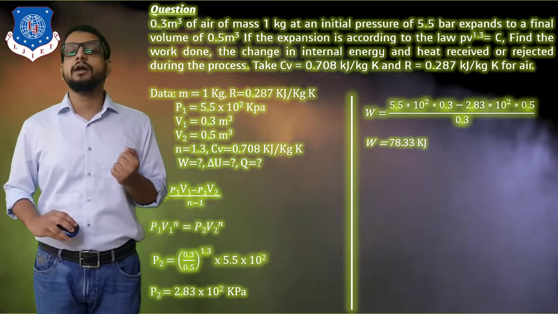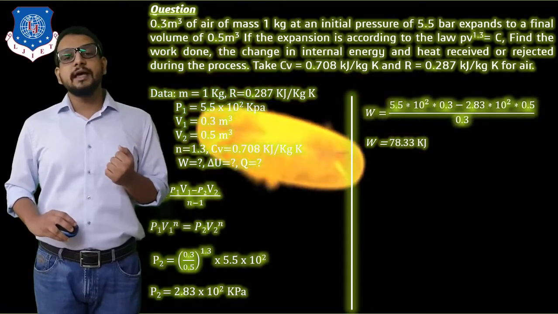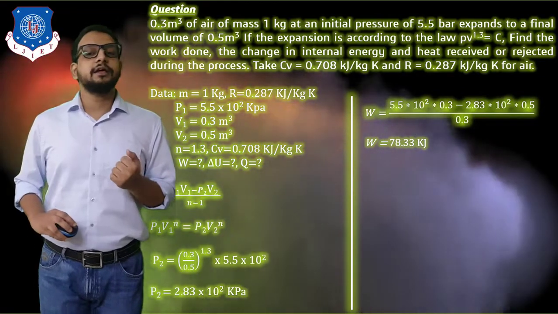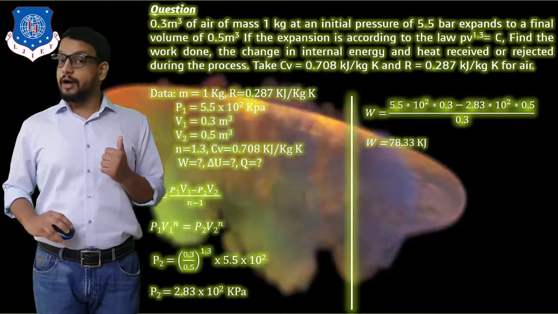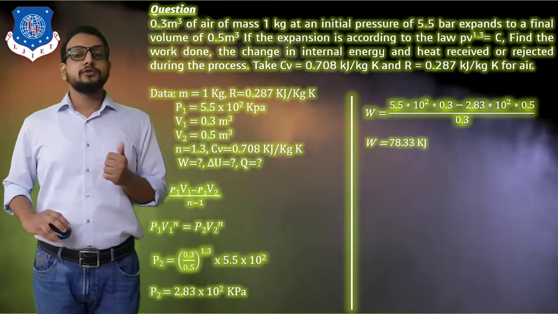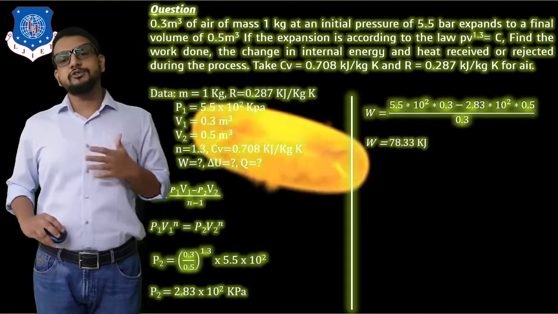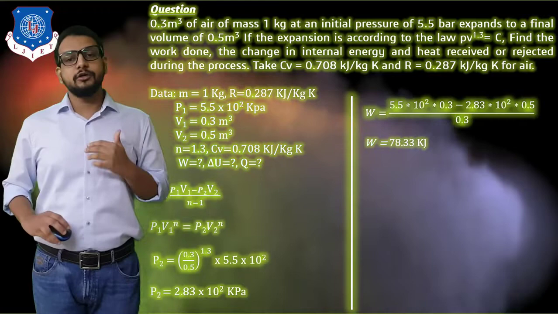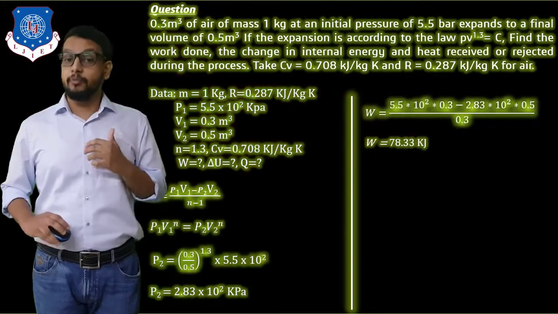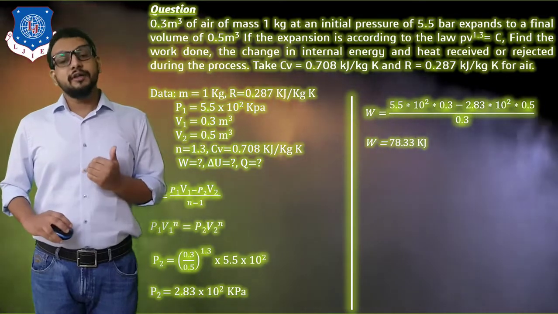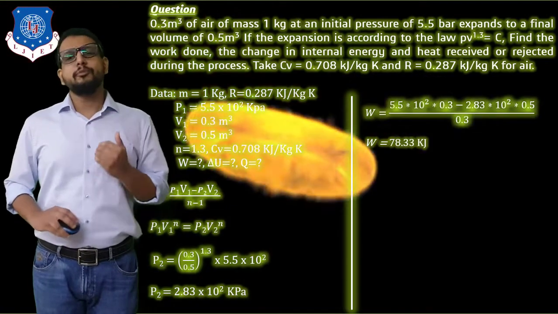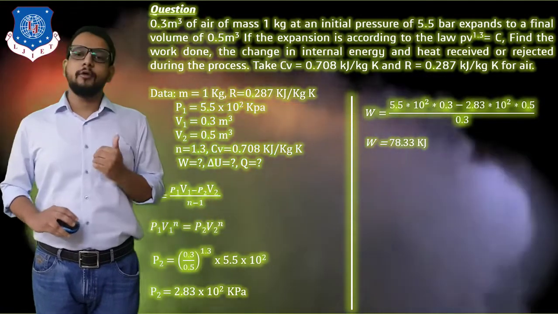We can get work done is equal to 78.33 kilojoule. Okay, now we have to keep this in mind that we required work done in kilojoule. So we need to take pressure in kilopascal. So all the values I have placed over here, that is of pressure, is in kilopascal: 5.5 into 10 raised to 2 into V1, that is 0.3, minus 2.83 into 10 raised to 2 into 0.5.